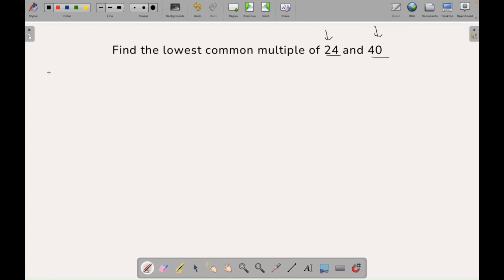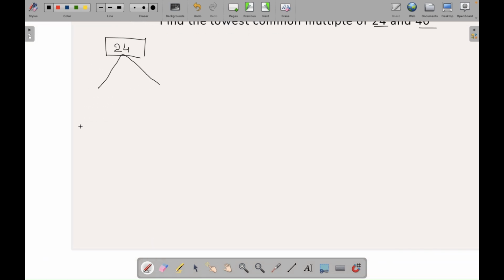Okay, so 24, this is the starting point. Then we start building factor pairs. So 2 is the smallest prime number. Right, so we'll use prime numbers to build the factor pair. What number should I multiply 2 with so that I get 24? It is 12.